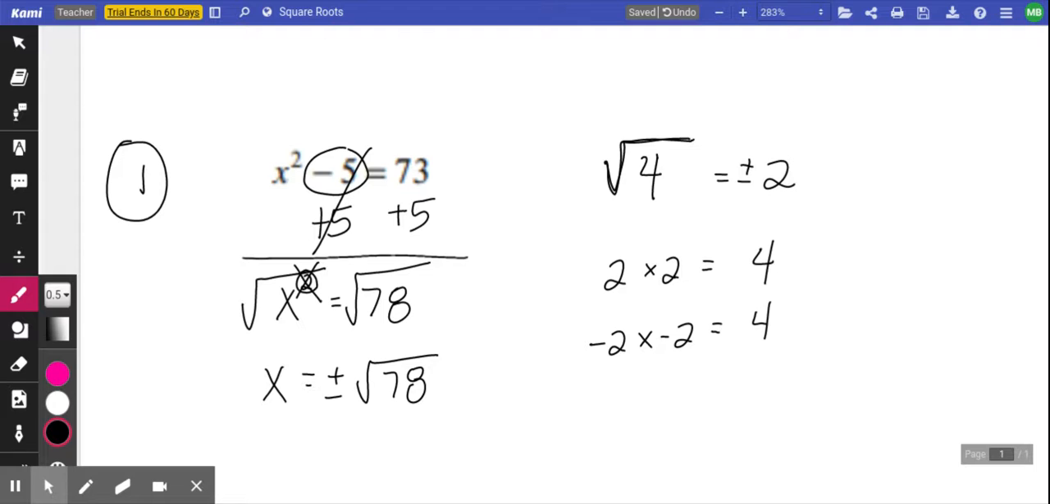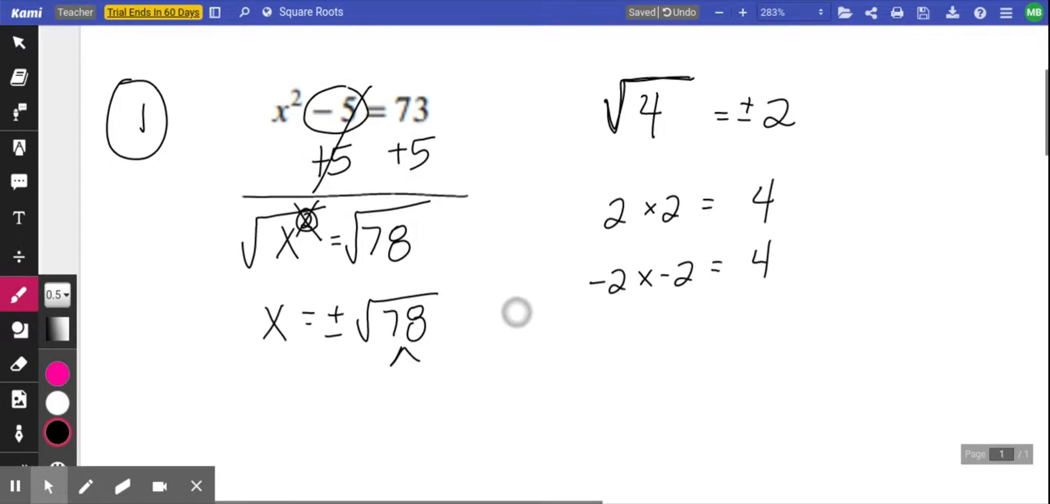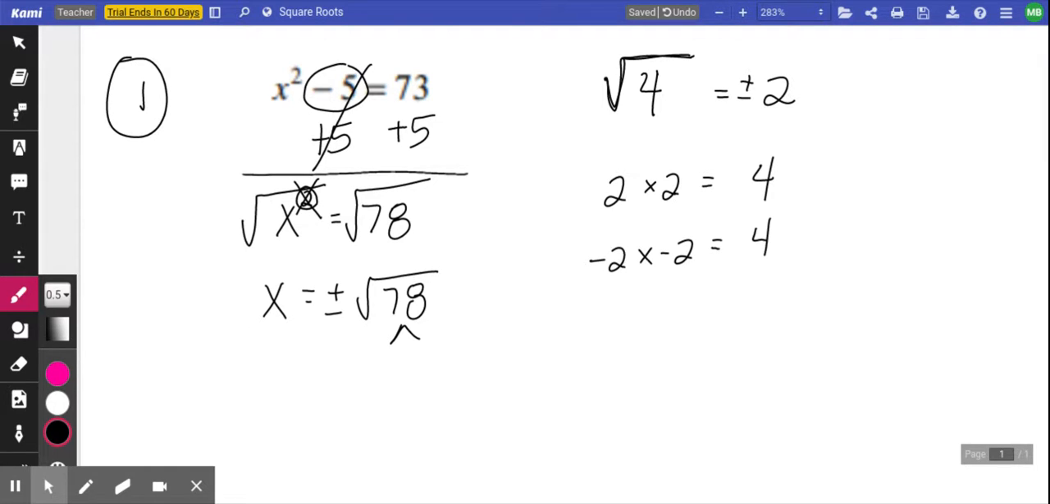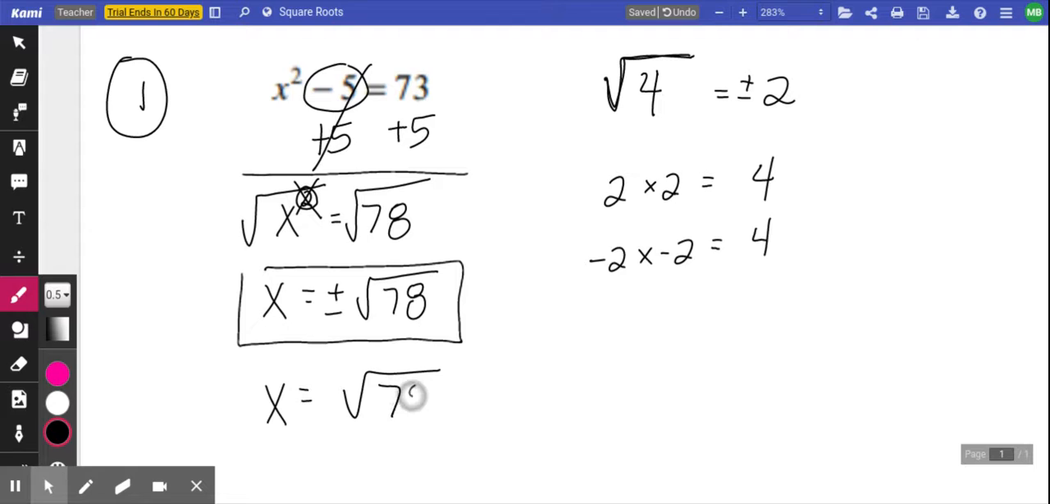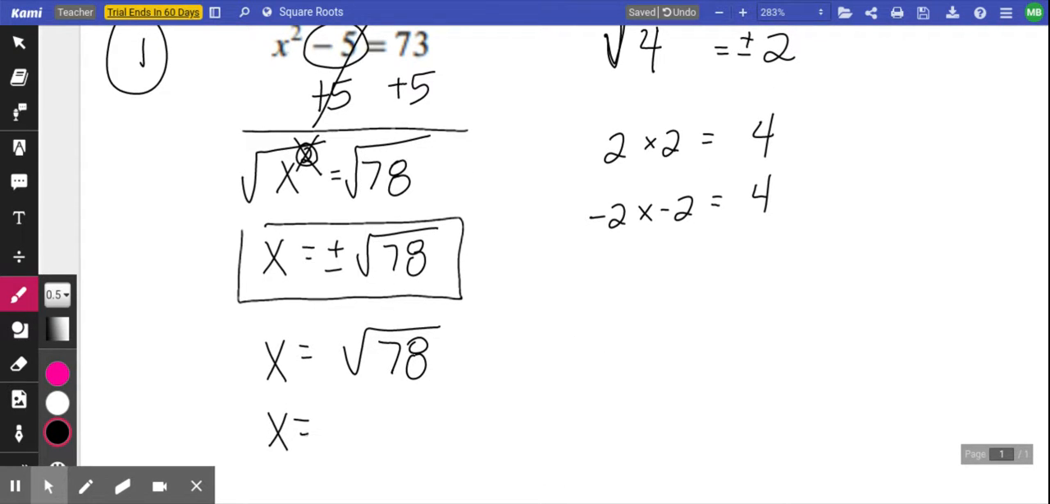So we have the positive and the negative version of the square root of 78. If this could be simplified, we would want to simplify it. However, whenever I break down 78, I am only able to divide it by 2 by having 2 times 39. Neither of these are perfect squares, and therefore it can't actually be simplified. So my answer is simply the positive and the negative version of the square root of 78. I could write that out as x is equal to the square root of 78 and x is equal to negative square root of 78.